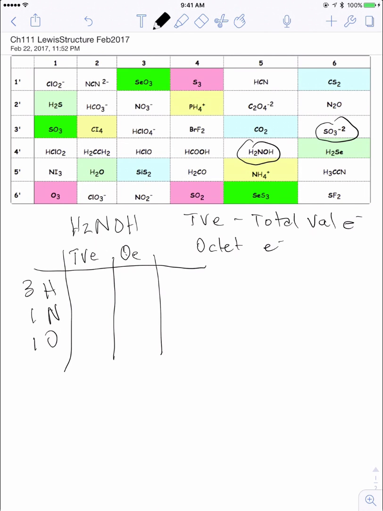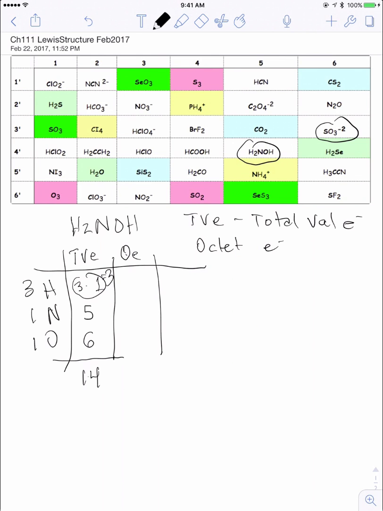So if you look at the periodic table for hydrogen, you'll see that it's in the 1A column, indicating it has 1 electron in its valence shell, but there's 3 hydrogens. So that's a total of 3. For nitrogen, you'll see that it's in the 5A column. There's only 1 nitrogen, so that's a total of 5. And for the oxygen, you see that it's in the 6A column, and so it has a total of 6 valence electrons. So the total number of valence electrons is going to be 5 plus 6 plus 3. So that happens to be, in this particular case, 14.